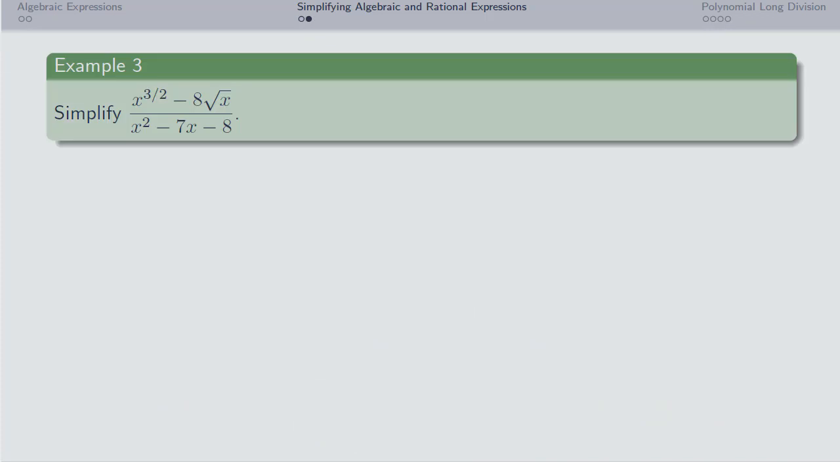All right, let's do another example here. If we're going to simplify x to the 3/2 power minus 8 square root of x, divided by x squared minus 7x minus 8. Now, this particular expression is not a rational expression. The x to the 3/2 part and the square root mean the top is not a polynomial. But I can do what I just did and try to simplify it.